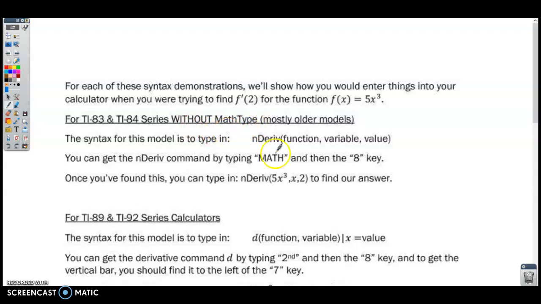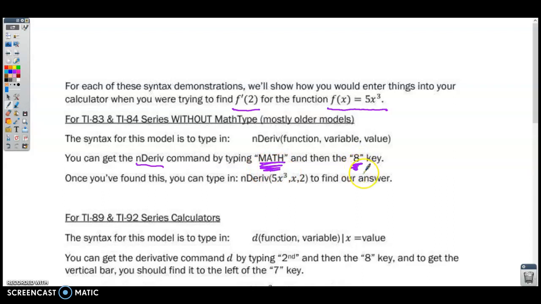The syntax for this model is to type in nderiv, the function that you're taking the derivative of, a comma, the variable, a comma, and then the value where you're finding the derivative, close your parentheses, hit enter, and it'll give you an approximation. So if we're trying to find f prime of 2 for the function f of x equals 5x cubed, we're going to get the nderiv command by typing math, and that's going to pull that out to our main screen.